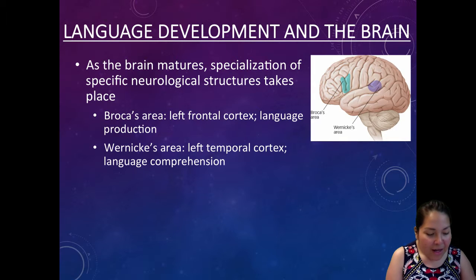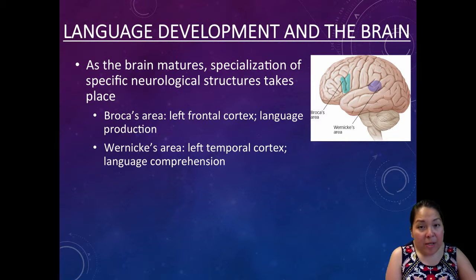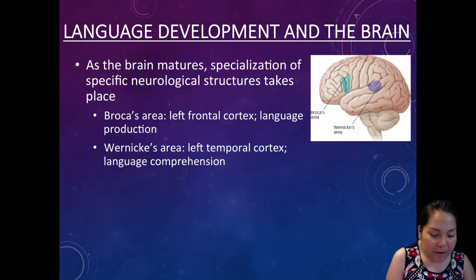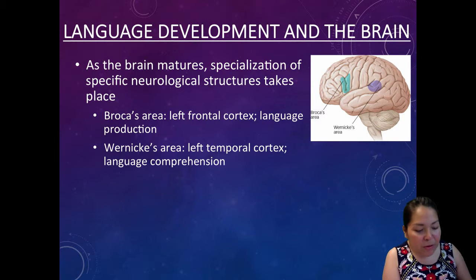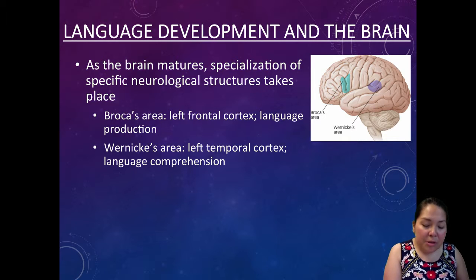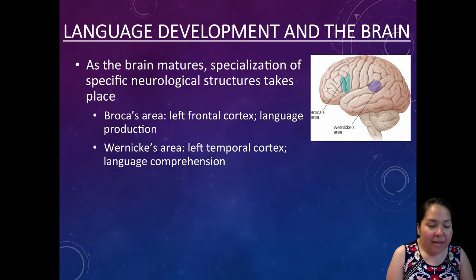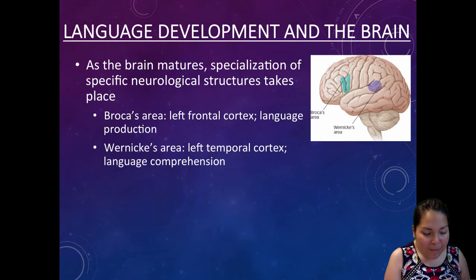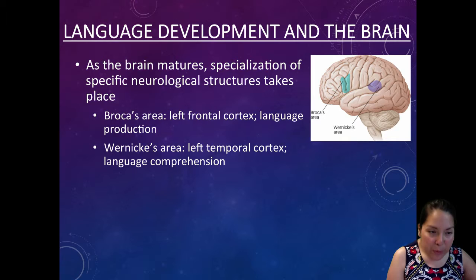And so here we move on to examining the brain's influence on language development. As the brain matures, the specialization of specific neurological structures takes place, and this allows our language acquisition to develop. So in early infancy, language processing in many areas of the brain becomes more concentrated or specialized in two areas, including Broca's and Wernicke's areas.